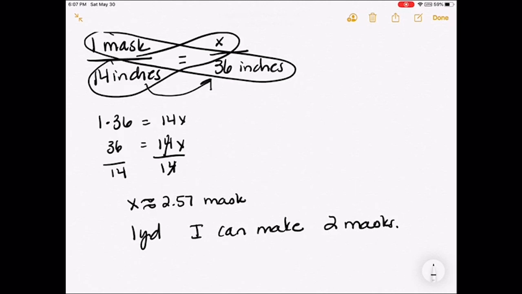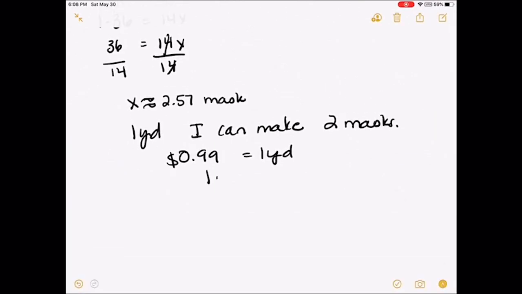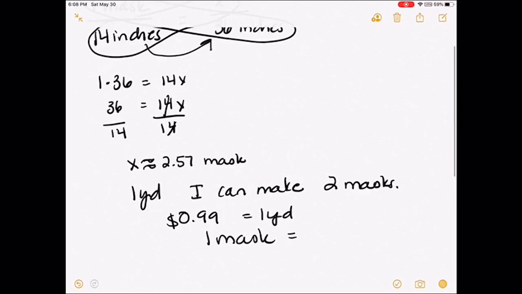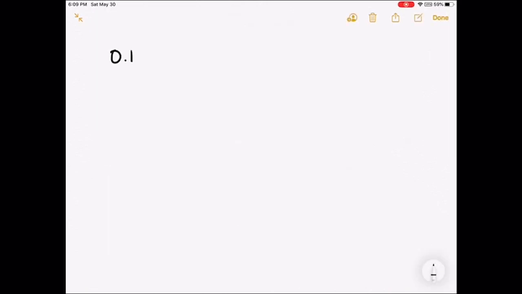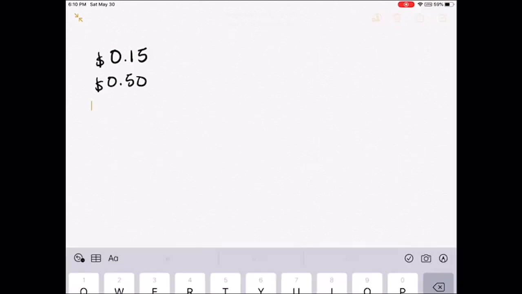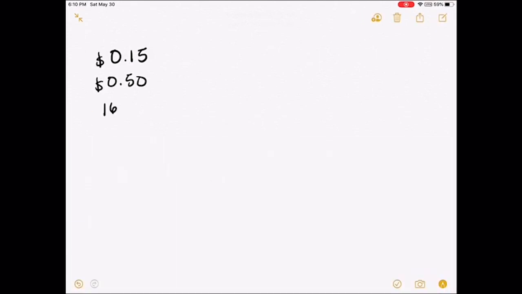And we know that the elastic costs 99 cents for 1 yard. So we can make 2 masks with 1 yard. So for 1 mask, it will cost about 50 cents. So going back to the cost of fabric, it was 15 cents for 1 mask, plus the elastic, which we said was about 50 cents per mask, plus that costly sewing kit, which was $16.99. I mean, we can use that again, but we're going to need to figure out the cost of that included. Gives us $17.54 for the cost of one mask.